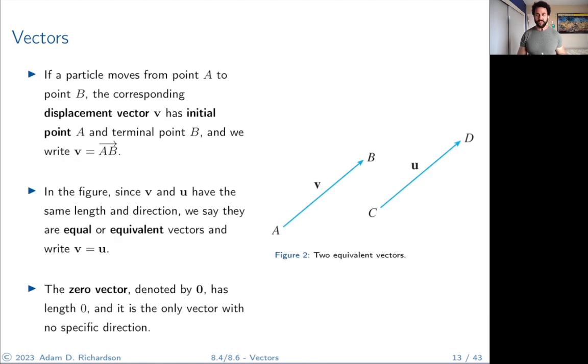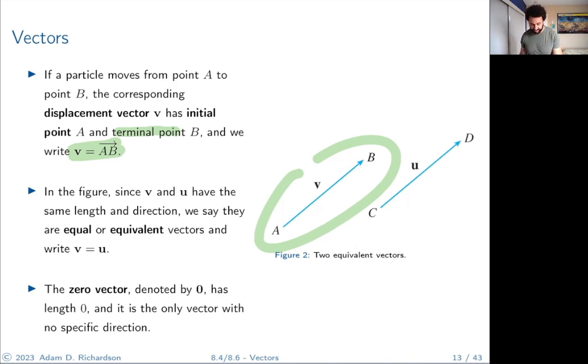Okay, so if a particle moves from a point A to a point B, then the corresponding displacement vector v has an initial point A and a terminal point B. And what we do is we write v equals AB with an arrow over the top. So in essence, a vector is, again, just saying which direction to go and how far to travel. Let me erase this real quick. This is basically what a vector looks like: the vector leading you from point A to point B.